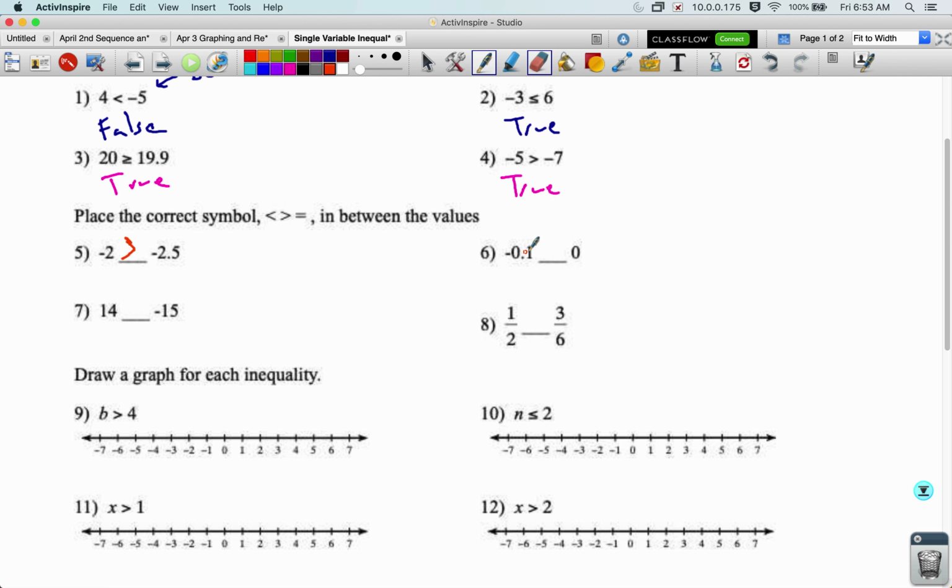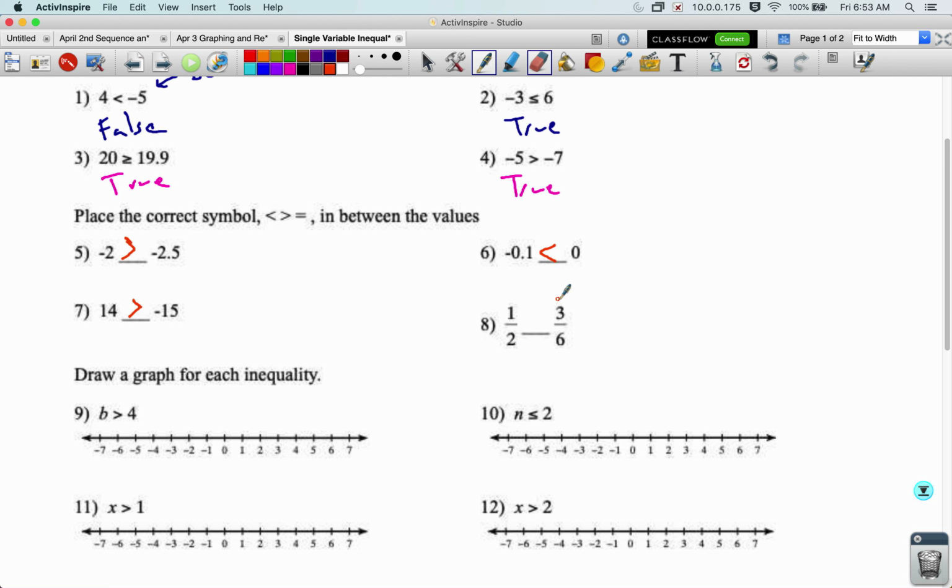All right, negative 0.1 versus 0. So 0 is not a very big number, but it's bigger than negative 0.1. We'd rather have $0 than be in debt a small amount. So we're going to face it to the right. All right, 14 or negative 15. Let's see. Well, 15 is a bigger number than 14, but with that negative, I always want to pick the positive when I've got the choice between a positive and a negative. So it faces this direction.